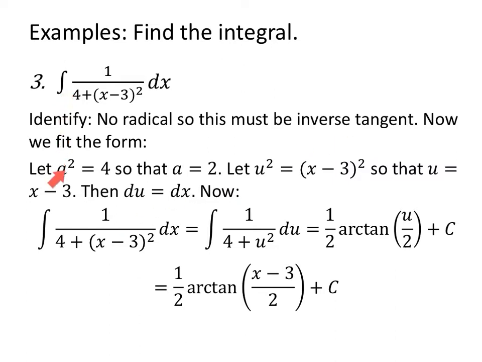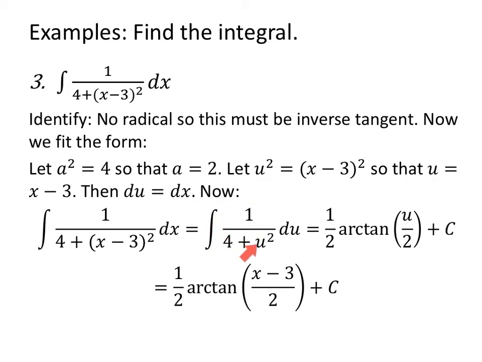In this case, a squared is 4, so that a is 2. We'll let u squared be (x minus 3) all squared, so that u is x minus 3. Then the derivative of u is just dx. Now when I make my replacements, the integral of 1 over 4 plus (x minus 3) all squared dx is the integral of 1 over 4 plus u squared du.